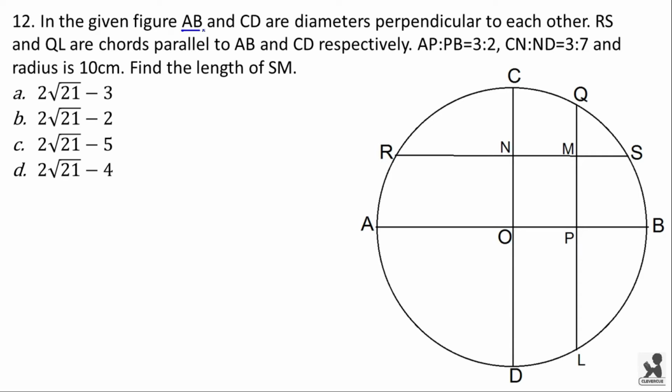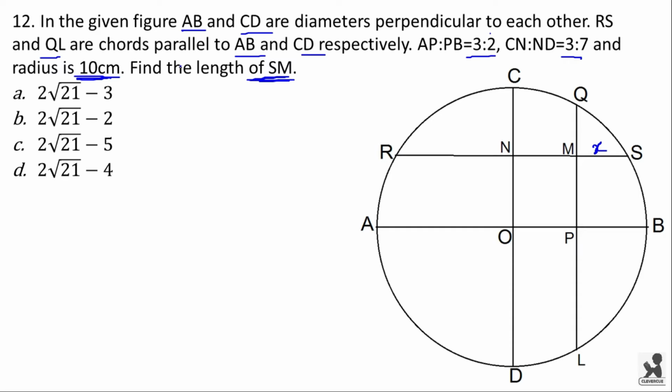In the given figure, AB and CD are diameters perpendicular to each other. RS and QL are chords parallel to AB and CD respectively. If AP is to PB is 3 is to 2 and CN is to ND is 3 is to 7 and radius is 10 centimeters, find the length of SM. So here the length of SM is asked, let it be X.